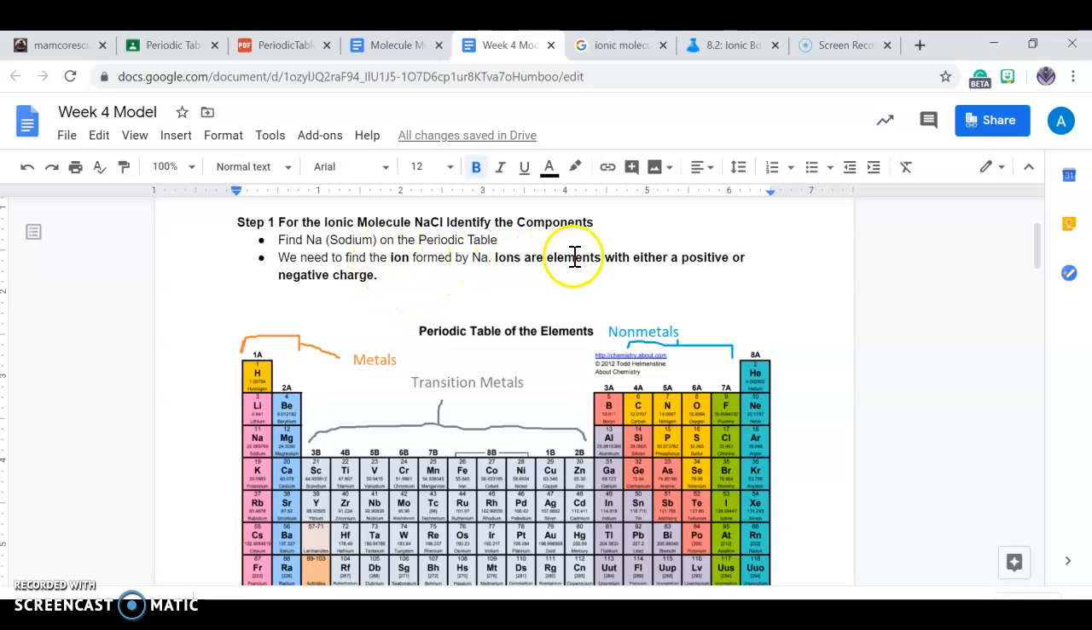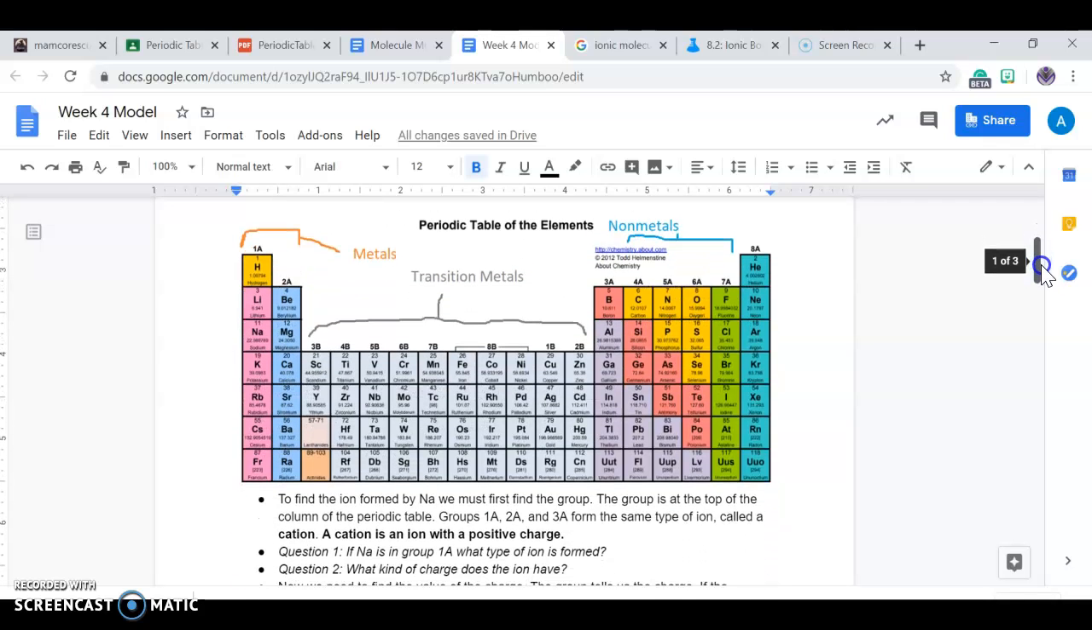And ions, by definition, are elements with either a positive or negative charge. We covered that in third quarter. So find the ion formed for sodium. First, we've defined the group. The group is at the top of the column on the periodic table. So we have group 1A, 2A.